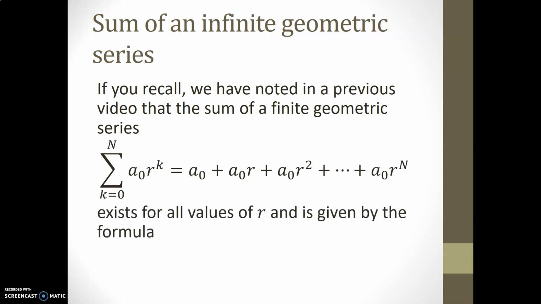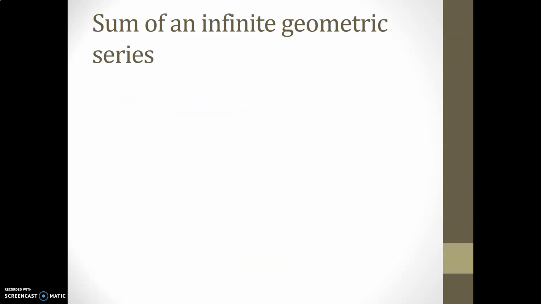So what we found is that a geometric series counting from k equals 0 to n will exist and have a sum for all r, and it's given by the formula a_0 times (r to the power n plus 1, minus 1) over (r minus 1). So we even proved this in our last video. So this would be the sum of a finite geometric series. So if we were to stop somewhere.